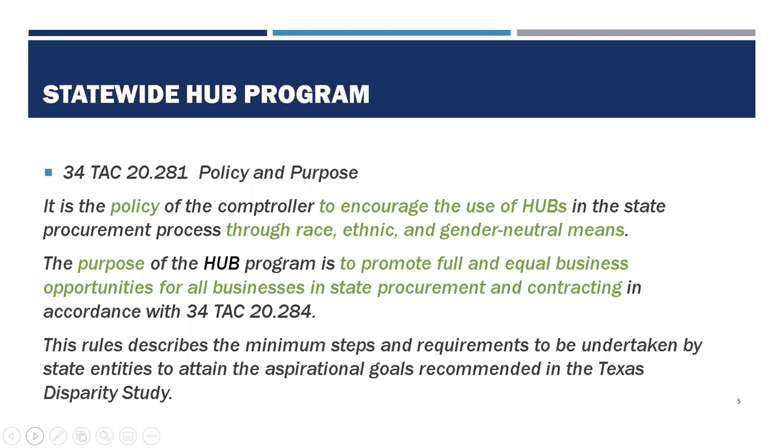What that means is all those small businesses that meet our certification requirements are certified as hubs. In the state procurement process, those hubs are given a good faith effort opportunity to participate in the competitive process of those procurements. The purpose of the hub program is to promote full and equal business opportunities for all businesses, hub and non-hub. But in our case, we focus on the hubs. These rules describe the minimum steps and requirements needed within the procurement process. Next slide.